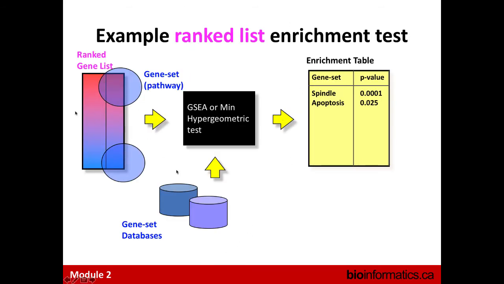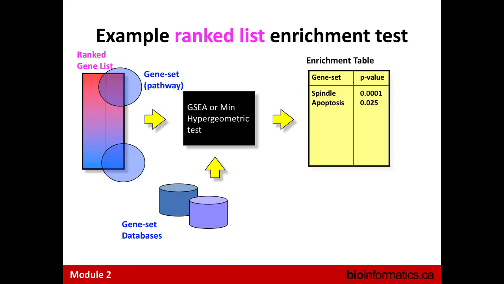Then it's the same diagram as we saw for the gene list, but now instead of having a pink set and a background, we have a ranked gene list. What we look at is whether our gene set is more at the top or more at the bottom of the list. We use different statistics, and then we have a table at the end, which is the same, with the gene sets listed and the p-value associated with each gene set, to see if it happened by random chance only, and the probability of making a type 1 error.